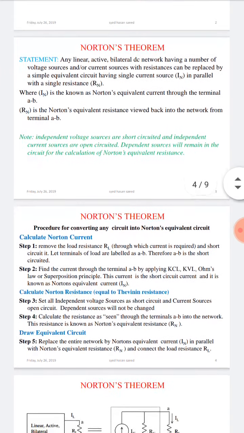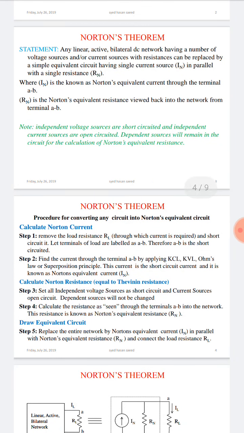The next theorem is Norton's theorem. So what is the statement? A linear bilateral network having a number of voltage sources and current sources with resistances can be replaced by a single equivalent current source which is in parallel with a single equivalent resistance, where Rn is the Norton equivalent resistance and In is the Norton equivalent current.